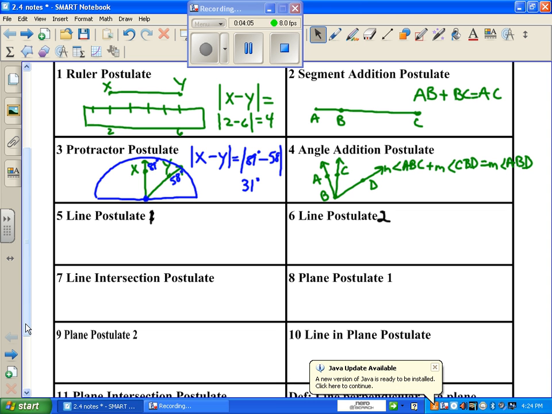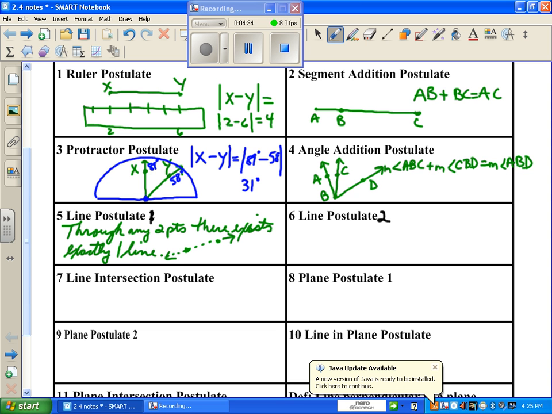Okay, line postulate 1 says, through any 2 points there exists exactly one line. So this means that if you have any 2 points, you can always play dot to dot and create that line. So if you have a point A and you have a point B, voila, you'll get a line through that. So this is exactly 1, no more than 1. That's the first line postulate.